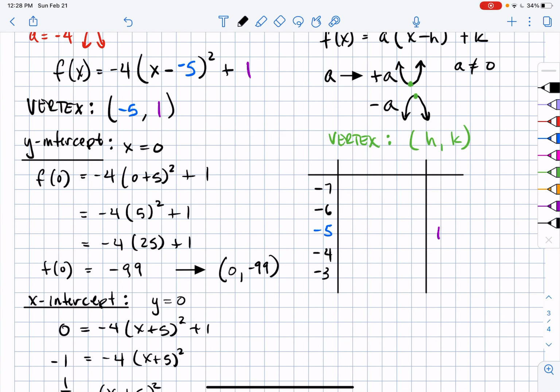So this would be negative 4 times negative 7 plus 5 squared plus 1. This would be negative 4 times negative 6 plus 5 squared plus 1. This would be negative 4 times negative 4 plus 5 squared plus 1. And this would be negative 3. I'm sorry, not negative 3, still negative 4 times negative 3 plus 5 squared plus 1. All right, you can directly plug this into your calculator if you want to, but if we go through it, here it is.